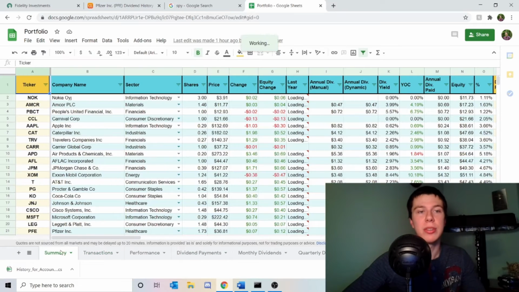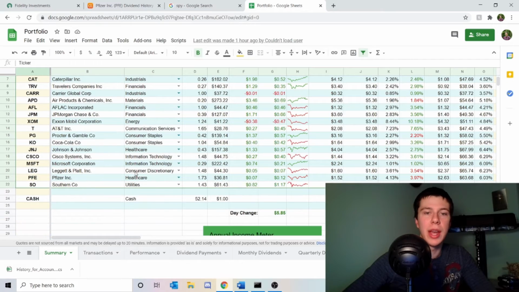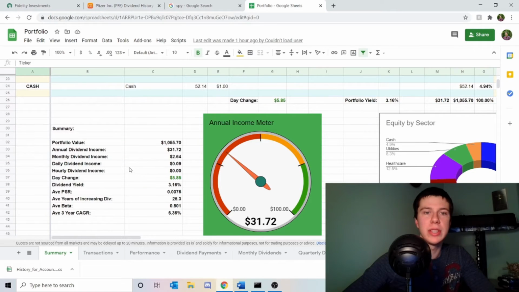What we can do right now is look at my current positions, just to remind you guys if you forgot. These are my positions as of last month, and we can see here my annual income was $31.72. So we'll see how that jumps up after this month of dividends and deposits and investments, and the value was at $1,055, so we'll see where that ended up. And my 3-year CAGR was at 6.36, so hopefully that goes up.